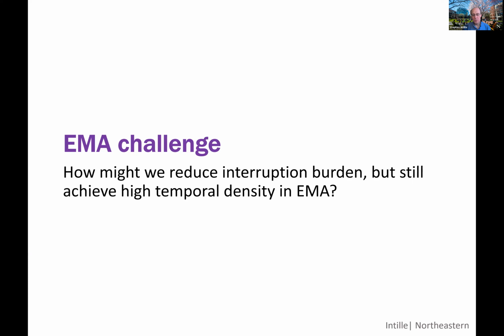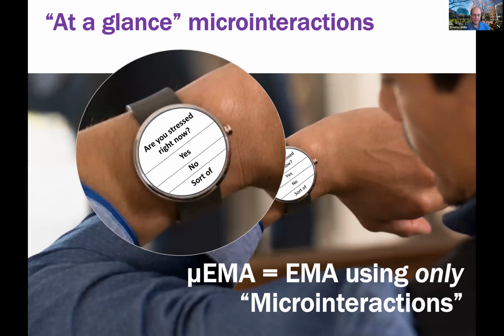So this is what we've been trying to explore a little bit. Can we achieve high temporal density in EMA? And our idea is pretty simple. You want to use what we call microinteractions. These are at-a-glance interactions, and it could be on a smartwatch or on other devices. But the idea is you have a cognitively simple question and you pop it up, and you might pop it up many times an hour, and then people answer the question.